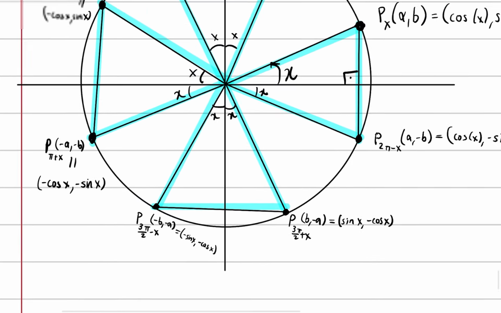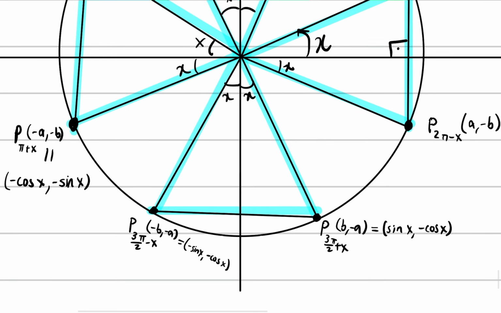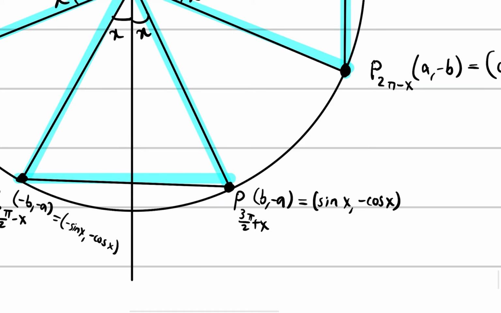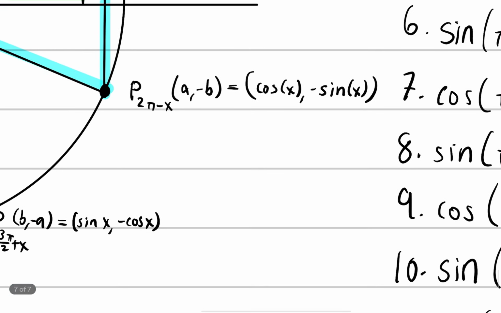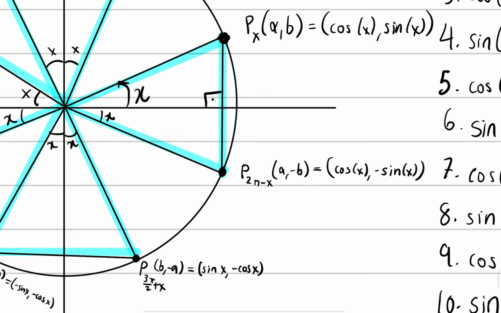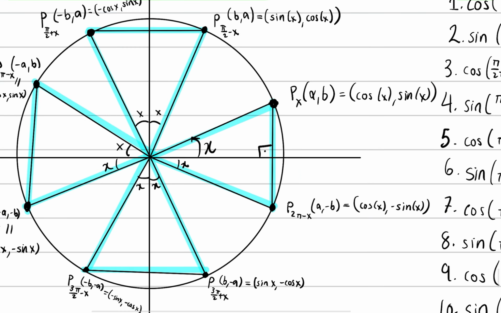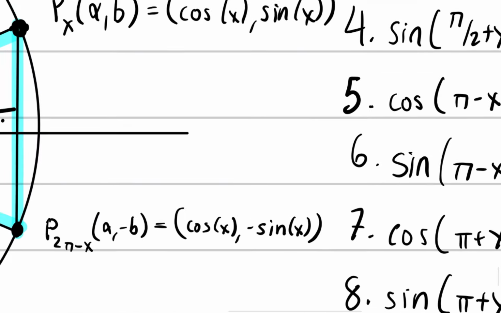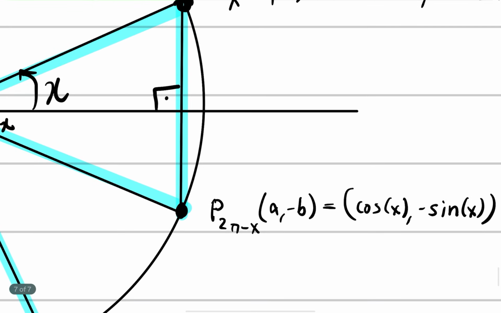Finally here, 3 pi over 2 plus x. 3 pi over 2 plus x is this whole thing, which is b comma negative a, which is sine comma negative cosine. And finally, since this whole circle is 2 pi, if we subtract this x, we get this angle, and it is, of course, a comma negative b, which is cosine comma negative sine.